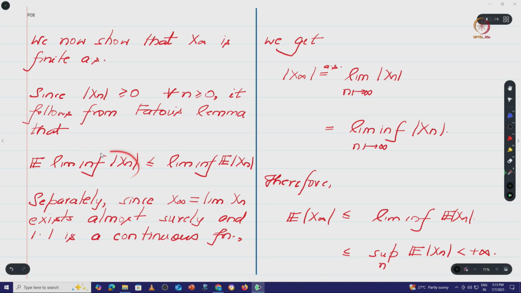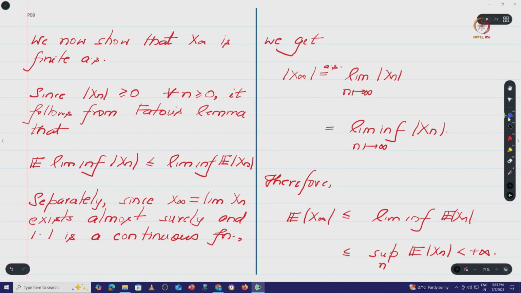and hence from Fatou's lemma one can conclude that the expected value of liminf of absolute value of xn is less than or equal to the liminf of expected value of absolute value of xn. Is this okay? Now in the first part of this proof we have already shown that the limit exists, right, almost surely. And furthermore, we know that this absolute value function is actually a continuous function. We can conclude using these two facts that this holds, right.